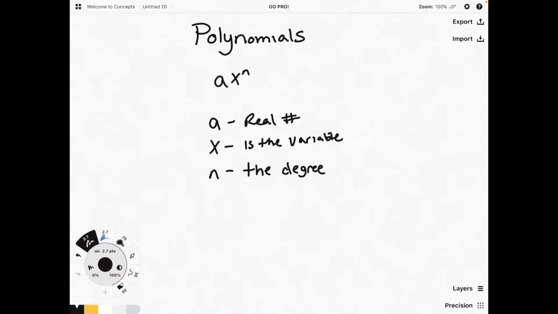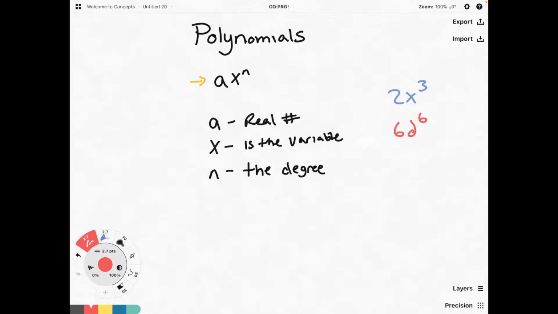If x is a variable, then a monomial is an expression ax to the n, which is what we have right here, where a is a real number, x is the variable, and n is the degree. If we look at an example, we can see that 2x to the third is a monomial. We have 6d to the sixth, again, another monomial.